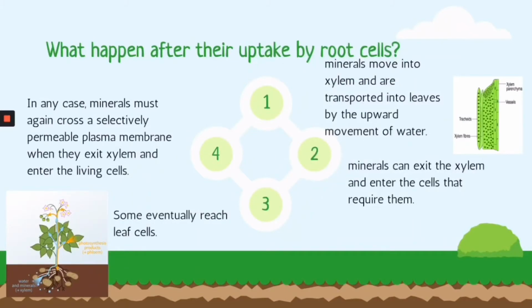Lastly, what happens after their uptake by root cells? Minerals move into xylem and are transported into leaves by the upward movement of water. Minerals can exit the xylem and enter the cells that require them. Some eventually reach leaf cells. In any case, minerals must again cross a selectively permeable plasma membrane when they exit xylem and enter the living cells.